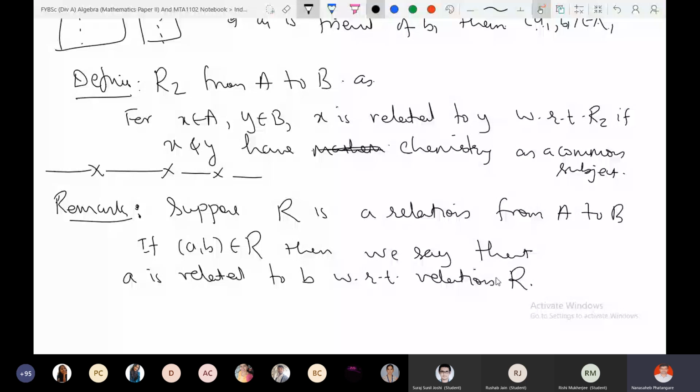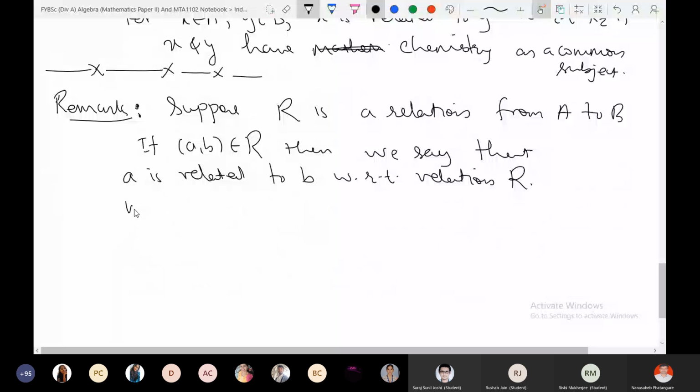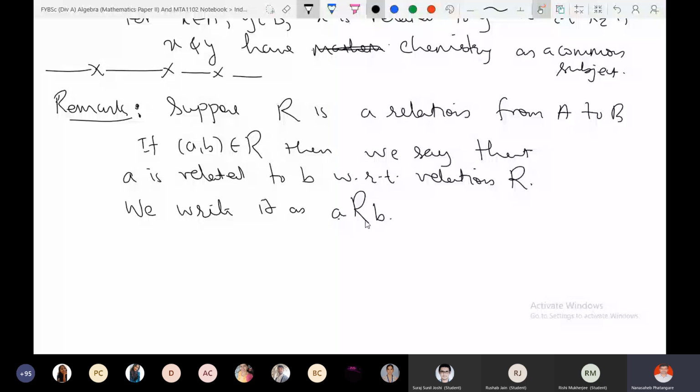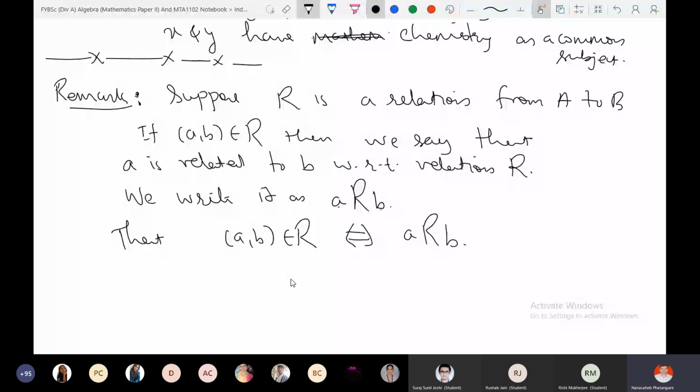So we write it as A R B. That means A and B are related with respect to relation R. Thus, (A, B) is in R is equivalent to saying that A is related to B with respect to relation R. So that is a part of notation that you can understand. So this is clear now. The idea is clear.